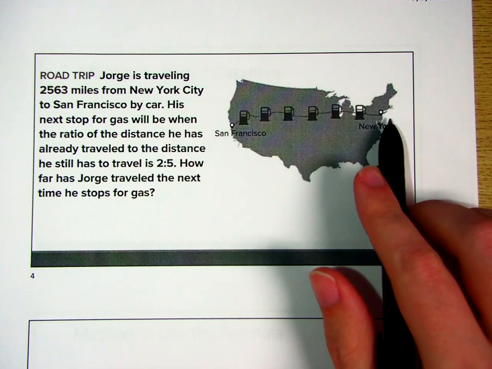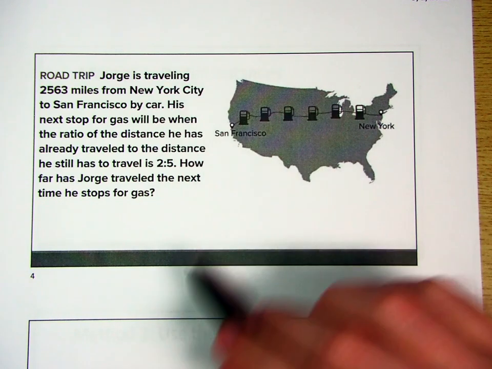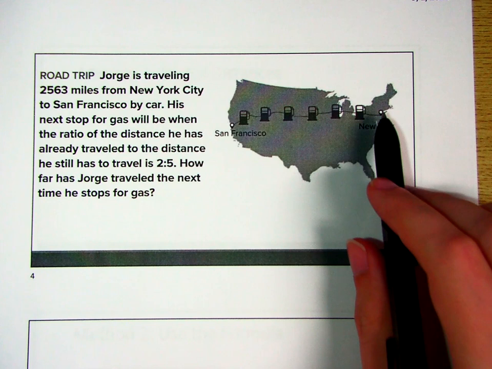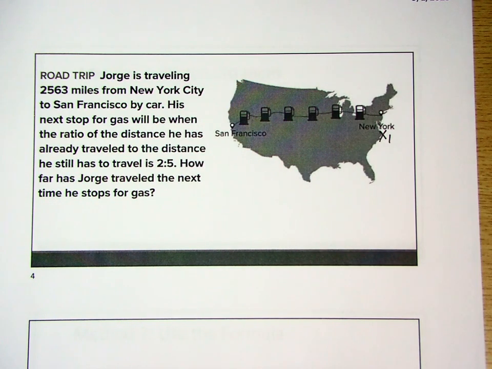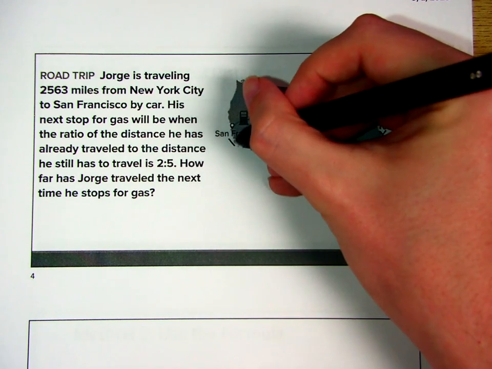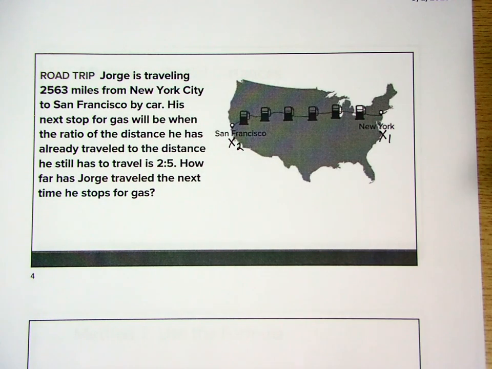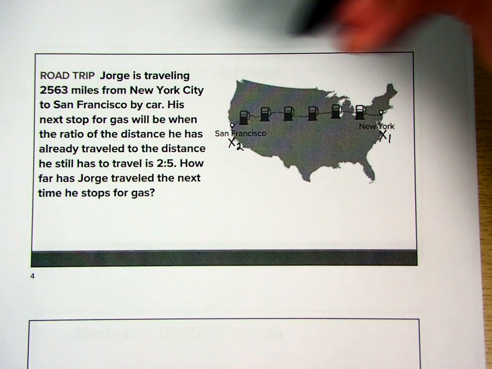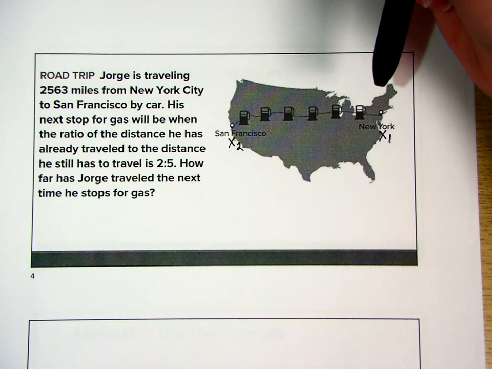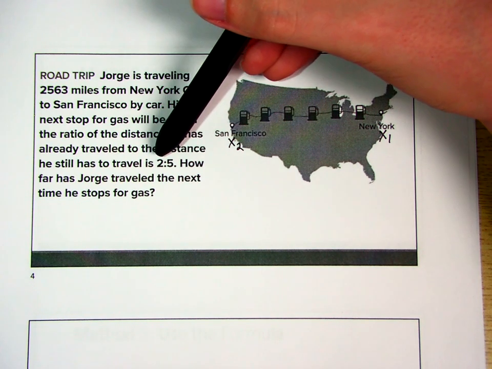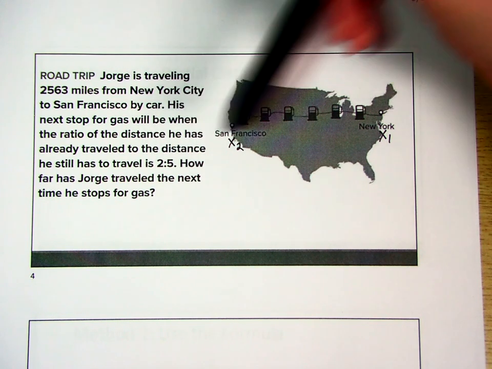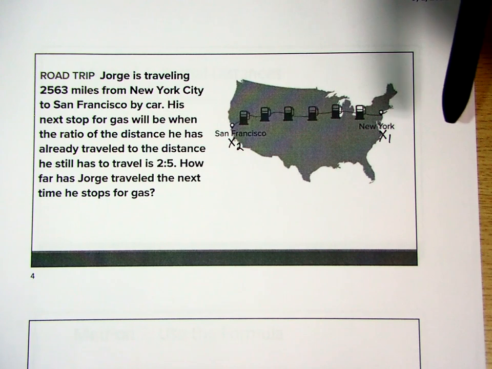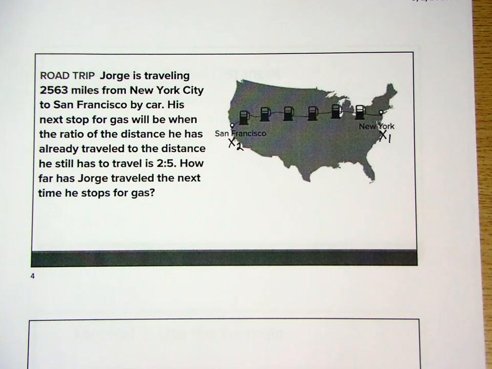So he's starting in New York, traveling to San Francisco. That's a good thing to note. If we know we're starting in New York, let's label that x1. If we know we're ending in San Francisco, label that x2. When we're trying to partition this, we're looking for 2 line segments compared to 5 remaining line segments. I don't want to count stops necessarily. I want to count line segments.